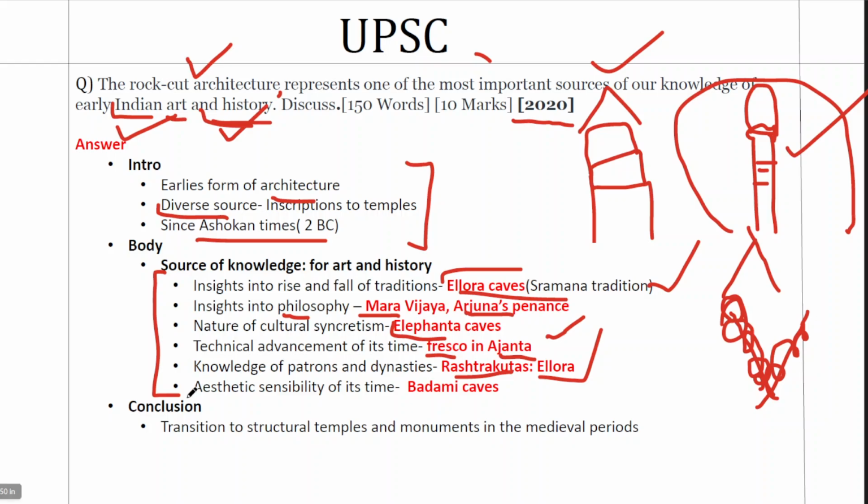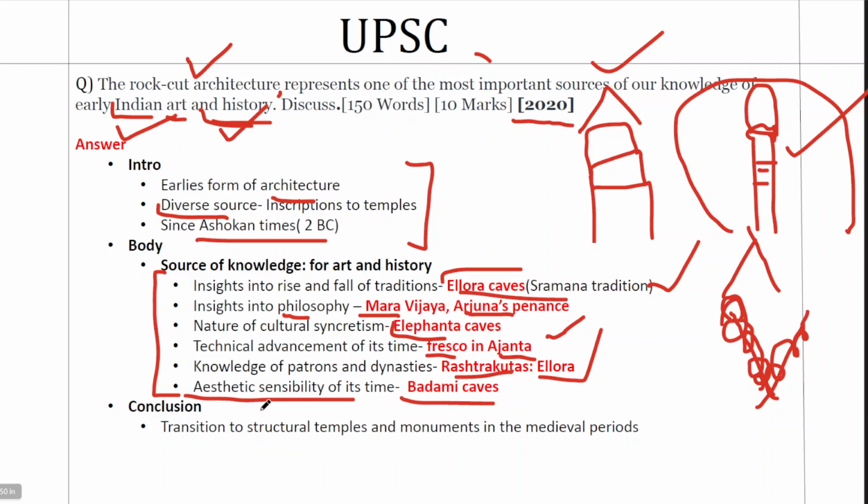Finally, it gives us insights about the aesthetic sensibility of its time. UPSC has asked a question in the past about the aesthetic sensibility of Mesolithic rock paintings. Similarly, we can give that point here. The aesthetic sensibility of its time is reflected in this architecture. For example, the Badami caves.